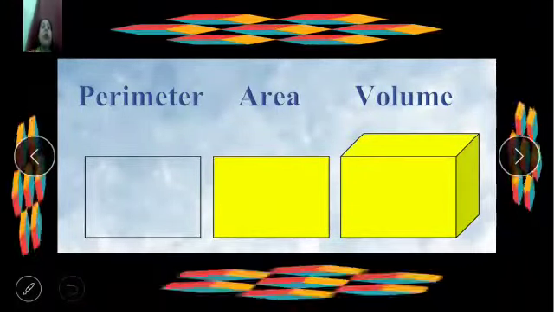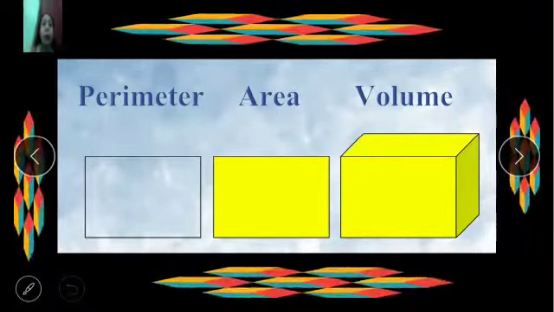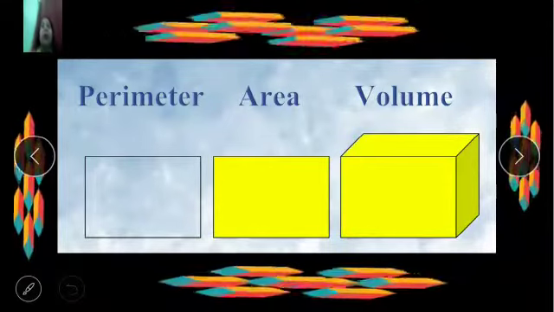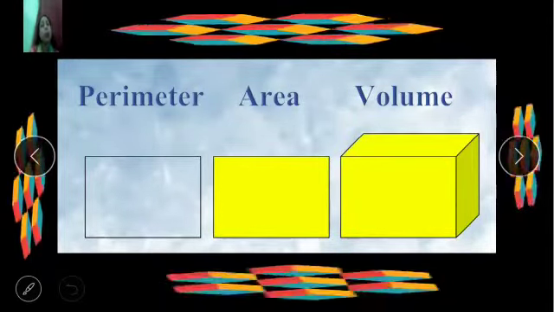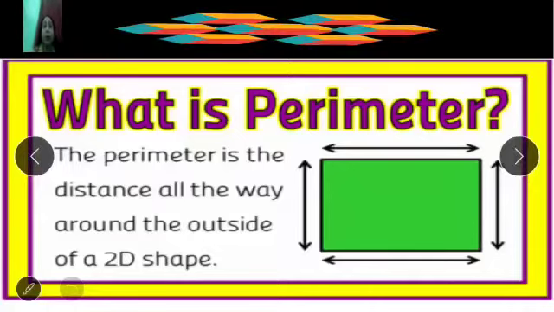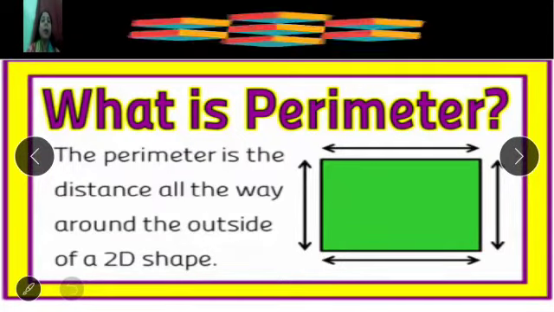Hello students, today I am going to explain a new chapter. That one is perimeter, area and volume. So first of all I am going to explain what is perimeter. So this is the definition of perimeter.